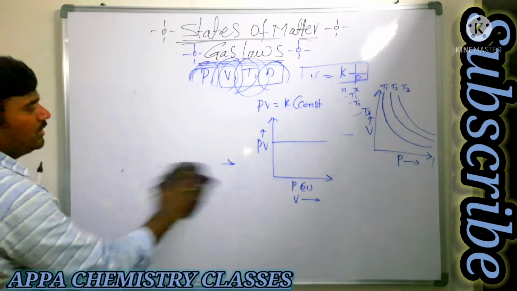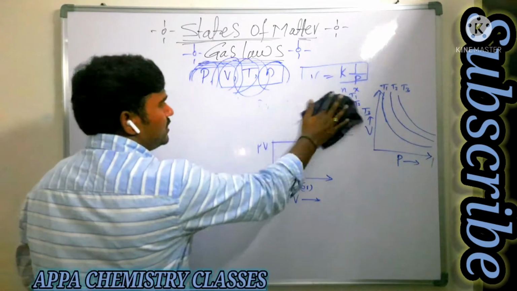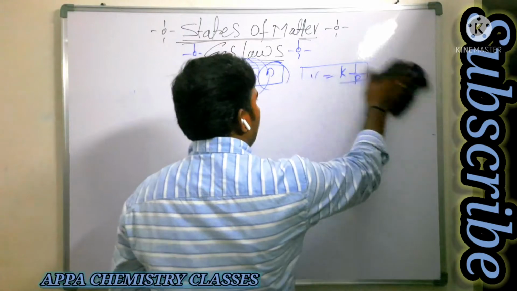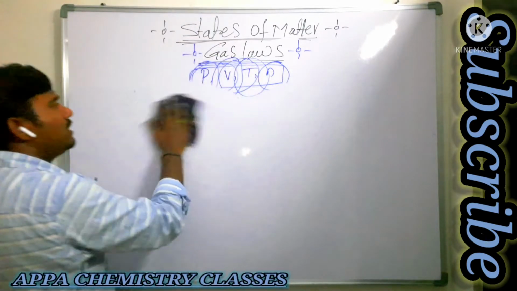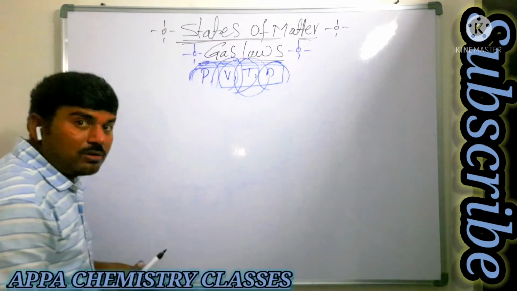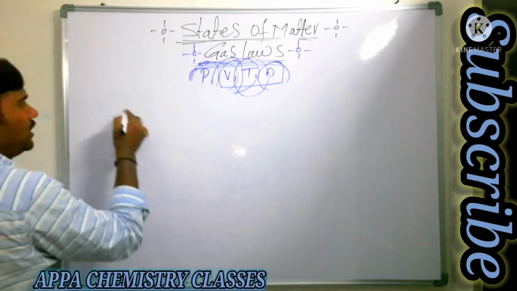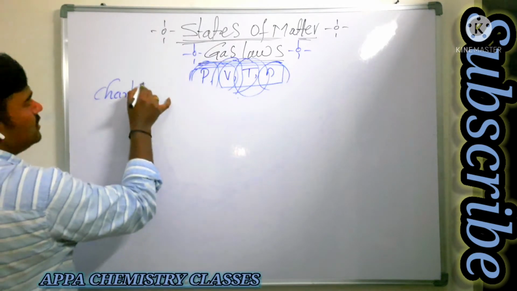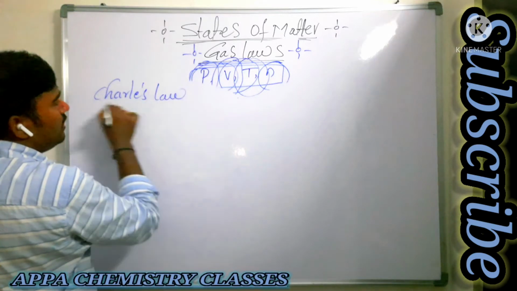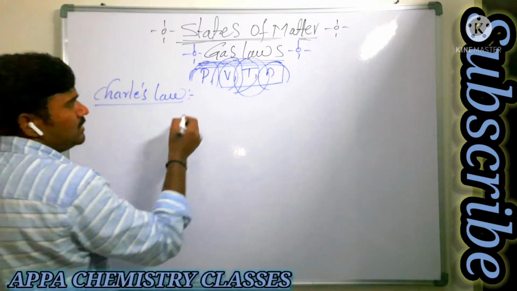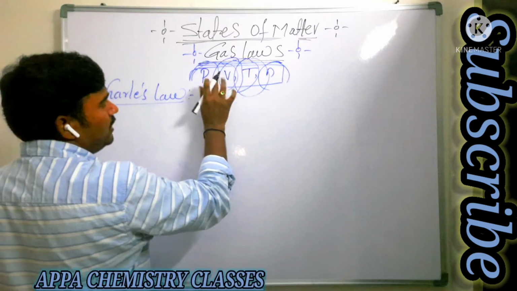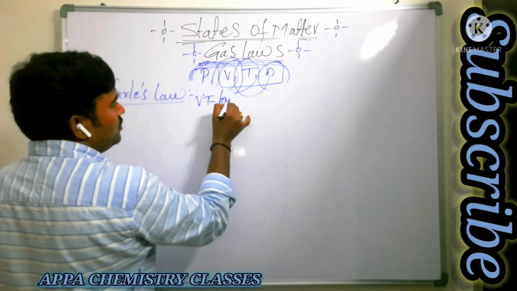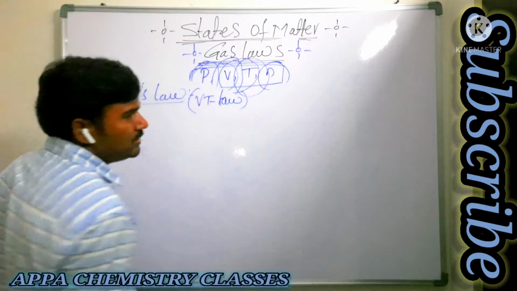Once again, I am defining Boyle's law. Boyle's law is nothing but, at constant temperature, for a given mass of gas, the volume is inversely proportional to pressure. That is Boyle's law. Next is Charles' law. So what is Charles' law here? The PV law is completed. We are going to see the VT law, so the volume to temperature law.